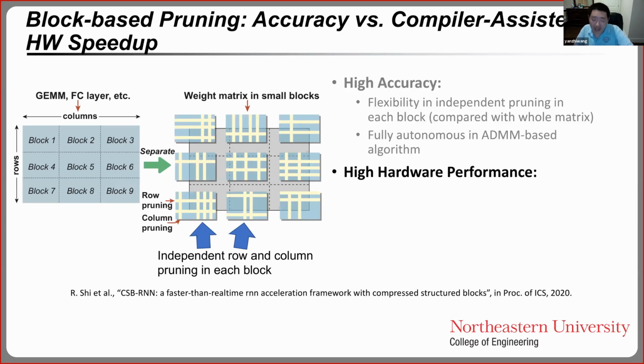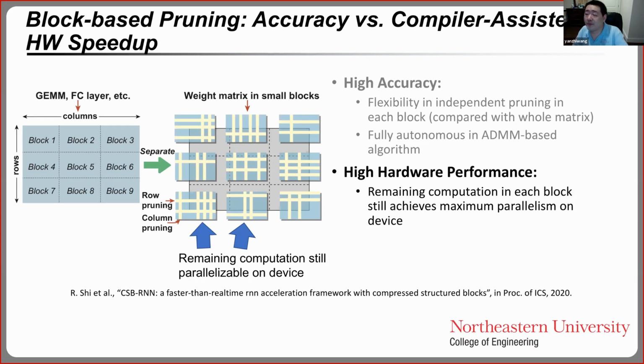Meanwhile, it can achieve high hardware performance with the help of the compiler. Why can this kind of thing still not sacrifice hardware performance? The reason is that a weight matrix in computation is generally very large. It cannot be finished on mobile devices or even large-scale GPUs in one clock cycle. It needs multiple clock cycles. So even if we divide into different blocks, the remaining computation can still be parallelized, achieving the maximum parallelism on the device with the help of compilers.